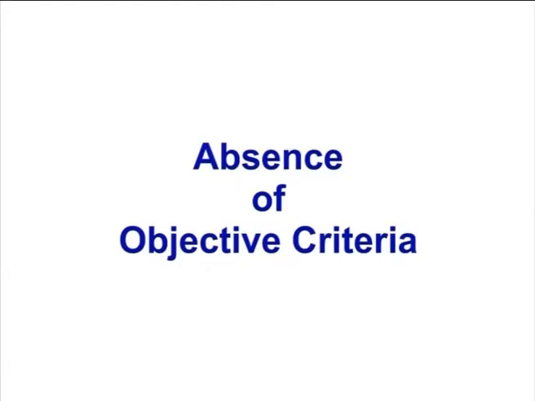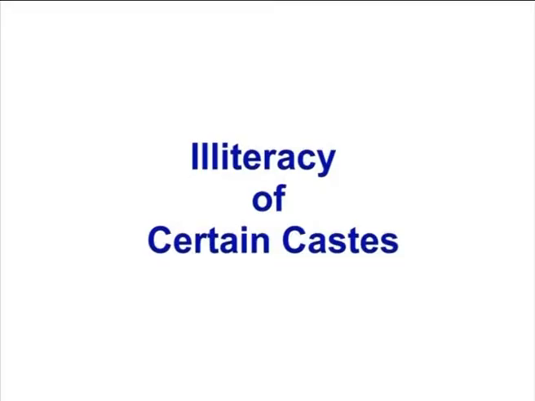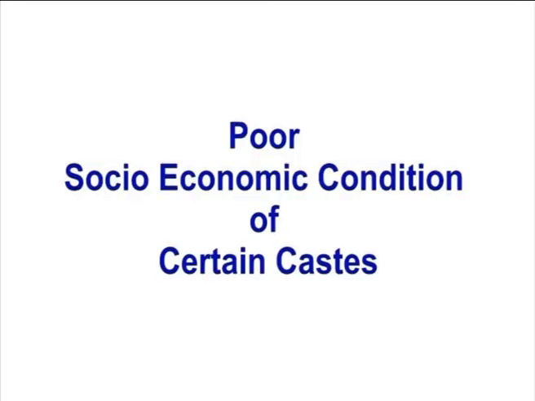Sixth is absence of objective criteria. The criteria which is opted at the time of collection of data is not objective. Each political party collects data according to its suitability and advantages. Data is collected subjectively. Seventh is illiteracy of certain caste. Certain castes are illiterate and are not aware of their rights and representation in population census. Eighth is poor socio-economic condition of certain caste.